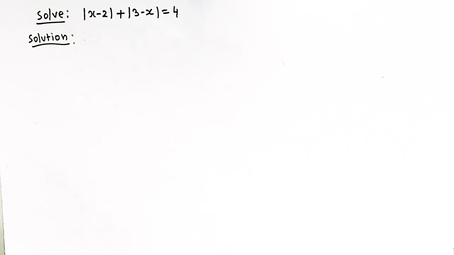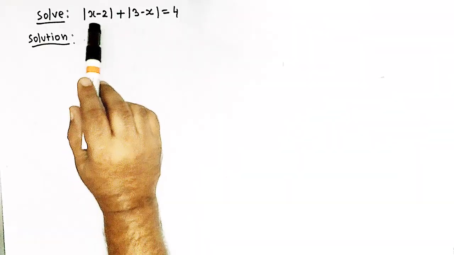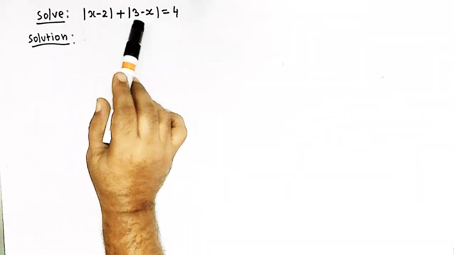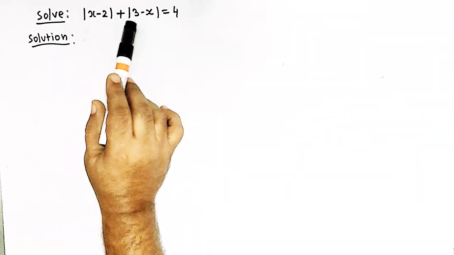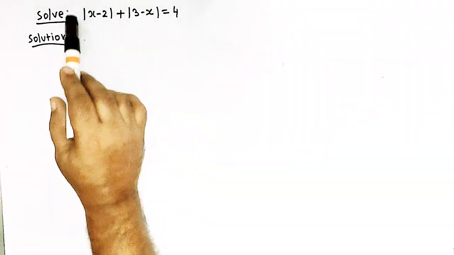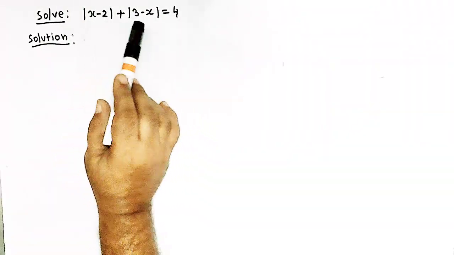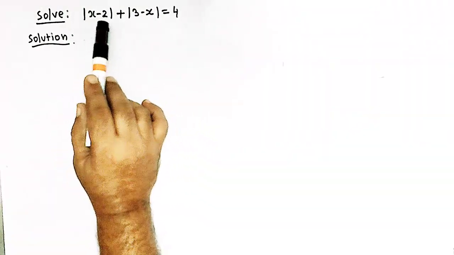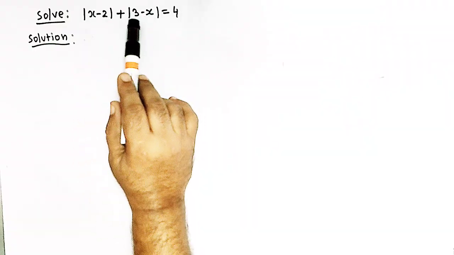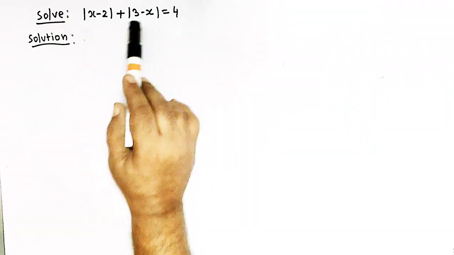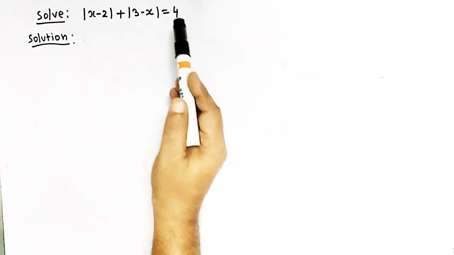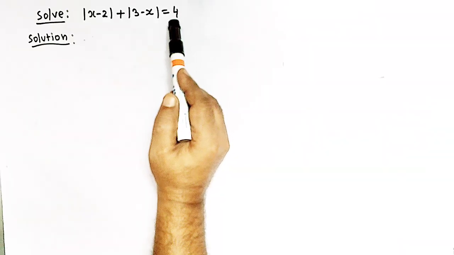Hello viewers, in today's session we are going to discuss the solution of this equation, which is the sum of two mod functions. On the left hand side we have the sum of two mod functions, that is mod of x minus 2 and mod of 3 minus x, and on the right hand side we have 4.